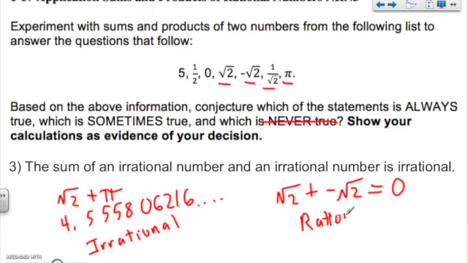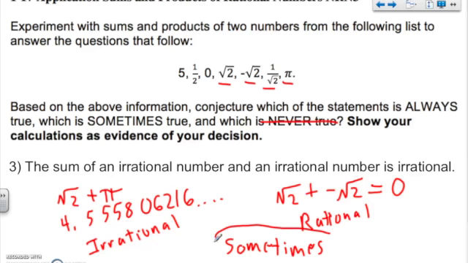So, since we added two numbers on this list, they were both irrational. The square root of 2 is 1.414, and then it keeps on going. And the negative square root of 2 is negative 1.414, and the decimal keeps on going. Those are both irrational, but in this case, we do have two irrational numbers. They're going to add to give us a rational number, which is 0. So we can say that the sum of an irrational number and an irrational number is irrational sometimes. So this is sometimes true.